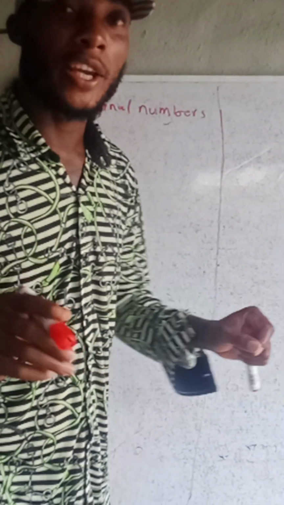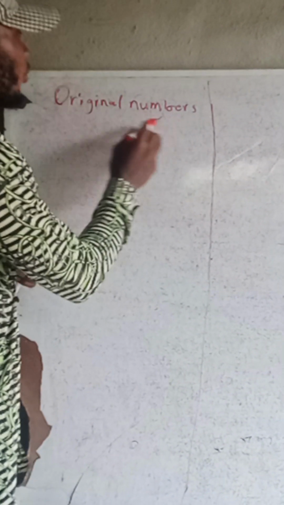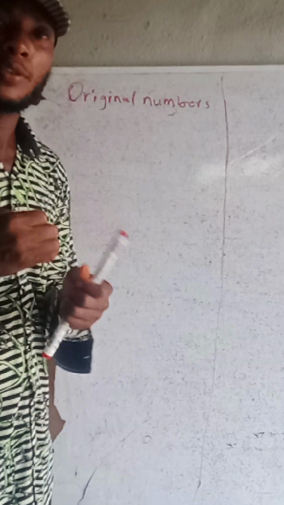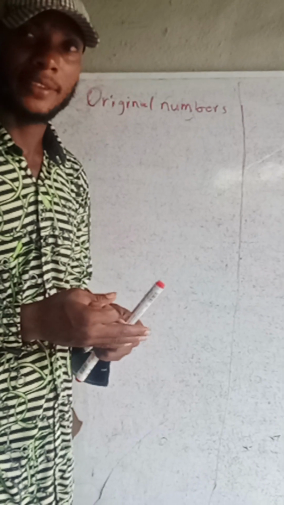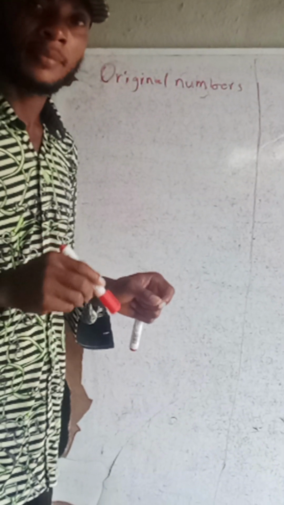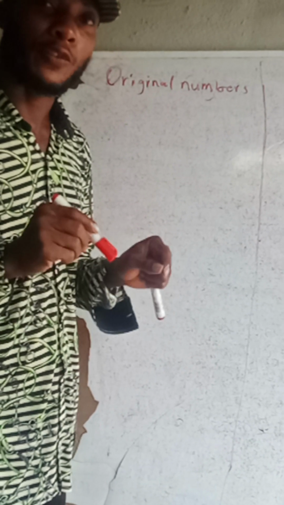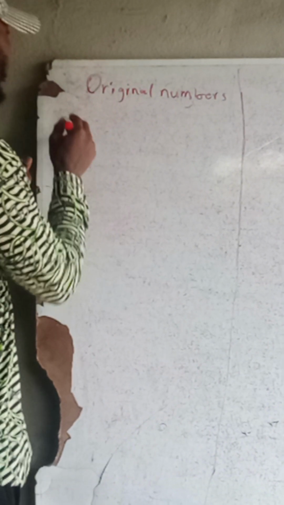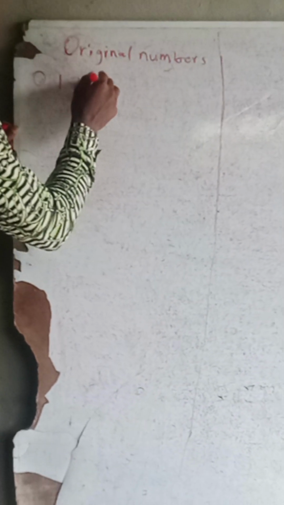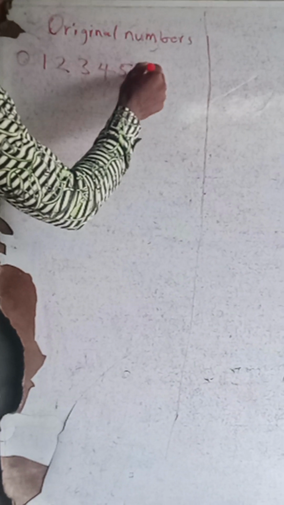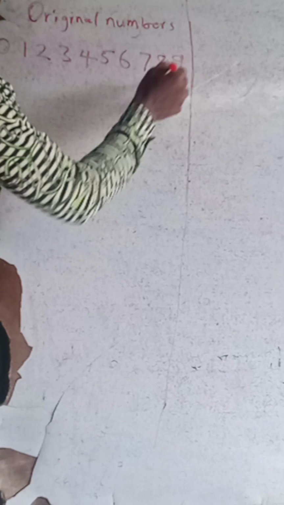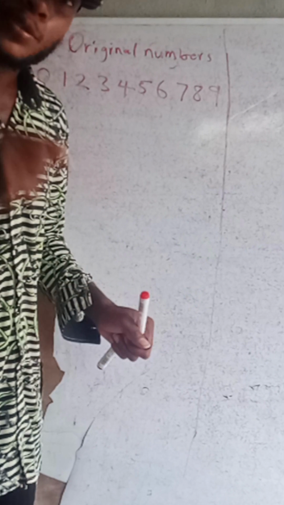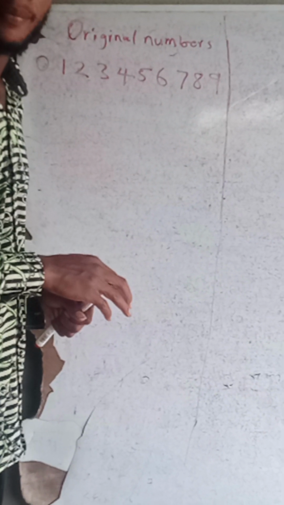So today we'll be talking about original numbers, and how numbers are added, subtracted, divided, multiplied. So we know that our numbers range from 0 to 9. That is the original numbers. We have 0, 1, 2, 3, 4, 5, 6, 7, 8, and 9. So 0 to 9 are the original numbers, and all other numbers are gotten from these original numbers.